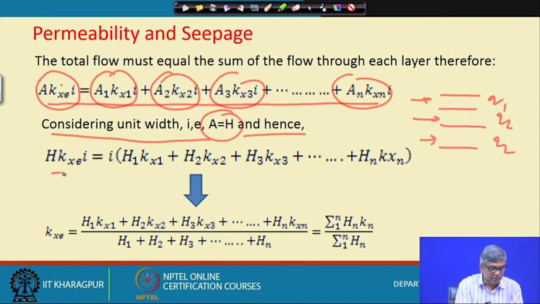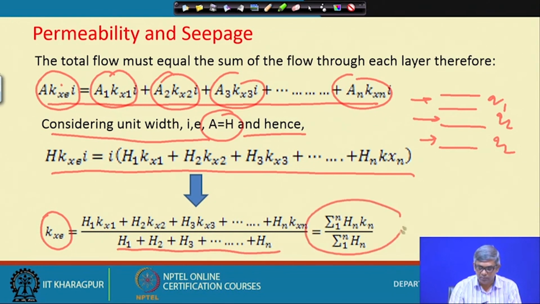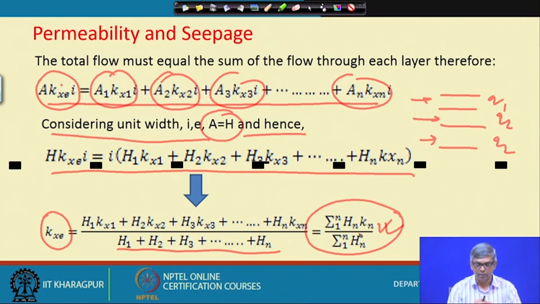Hence, I can express this equation in this form, and if I simplify, then Kxe becomes H1 Kx1, H2 Kx2, H3 Kx3, Hn Kxn, divided by H1 plus H2 plus H3 plus and so on. So, that is in a very brief or summarized way. If I write it in a generalized way, this is the equivalent permeability of n number of layers having different permeability like K1, K2, K3, K4, and finally the equivalent permeability can be expressed this way when the flow is taking place parallel to the bedding plane.